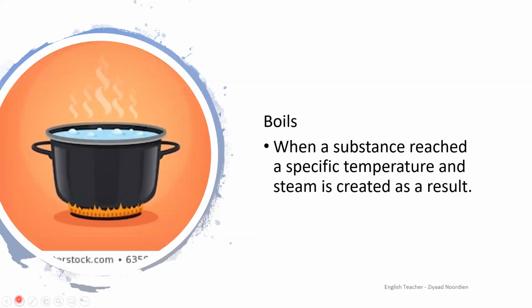The next word is boils. You might know the word boil from science as well. So my definition is a bit on the science side. It's when a substance reaches a specific temperature and steam is created as a result. So put a pot on the stove, sorry, put a pot of water on the stove, and it boils. So we know that water has a boiling point of 100 degrees Celsius, and it will boil and then steam comes out. And we know different substances have different boiling points.